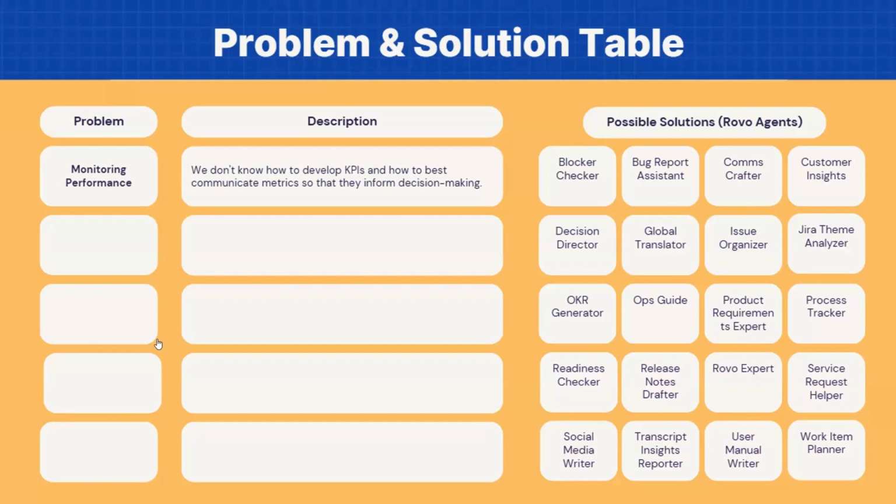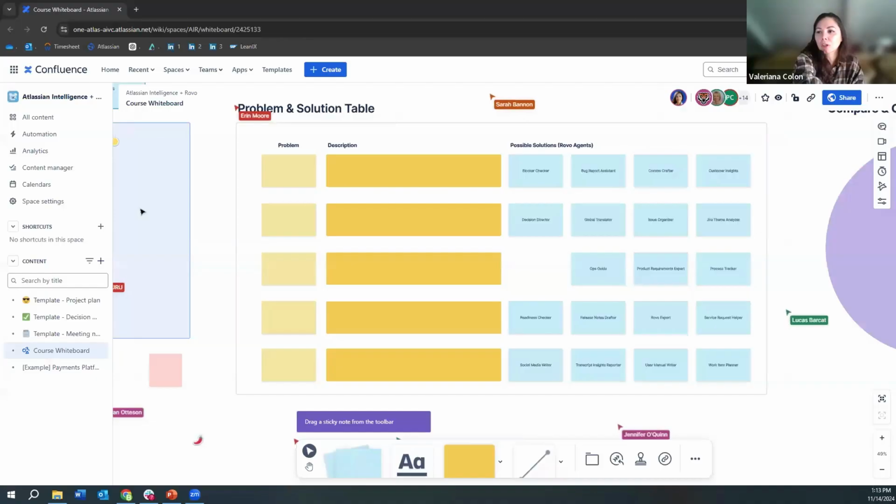Comms Crafter. So once you've generated those objectives and the KPIs, then you want to communicate it out. So you would use that one. So think about the different agents and combinations. You could use them to do multiple functions. It's the same with AI prompting. You prompt with one task at a time, but you're going to use multiple prompts to craft them out.